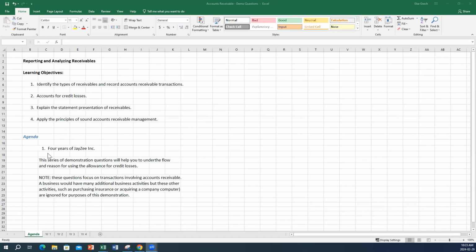So our agenda is to do 4 years of a company called JayZee Inc. And I'm going to focus on understanding the flow and the reason for using an allowance for credit losses, because that causes a lot of confusion for students. Note that for these questions, I'm really focusing on accounts receivable.